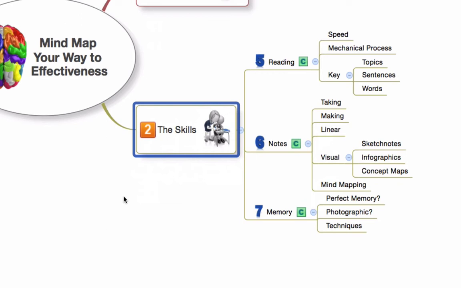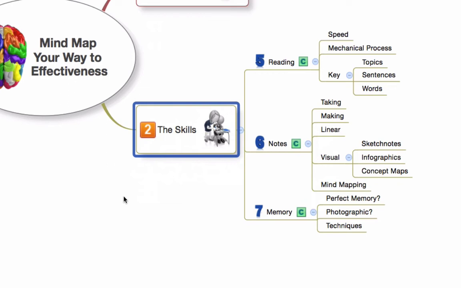Because it's often organized into topics, obviously sentences and words, you must be able to pick out the key topics, sentences and words. By training yourself to read more effectively, you will definitely increase your ability to learn faster.